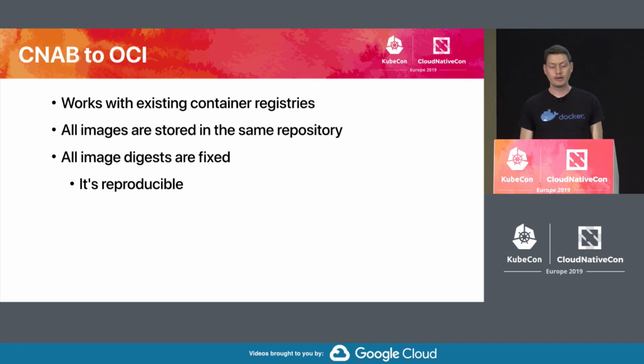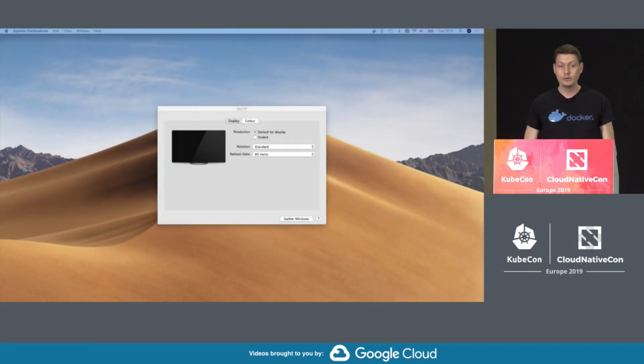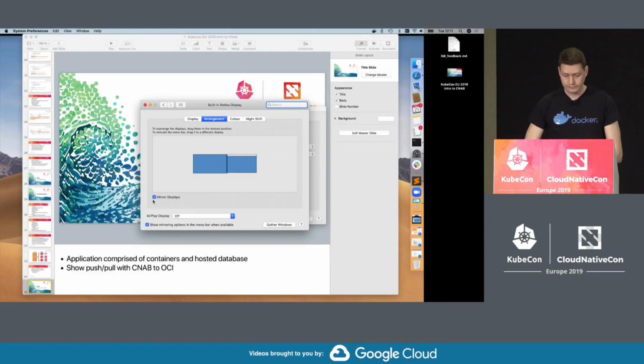We also have that because the digests are fixed, it's reproducible. So it's more secure. So with that, I think it's time to show you the real power of CNAB. So we're going to deploy a more complicated application, which is something you would normally require multiple tools to do. So in this case, I'm going to be deploying OpenFaaS on my machine and installing a Lambda in one step.